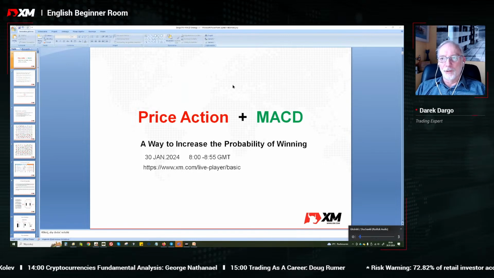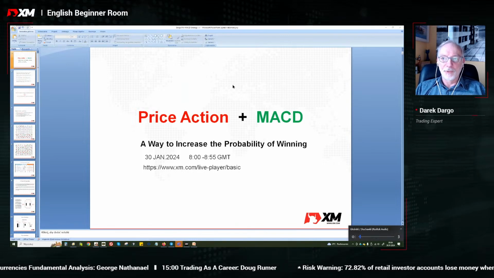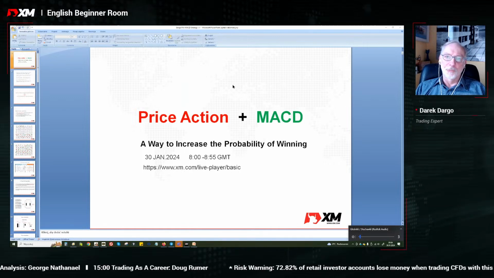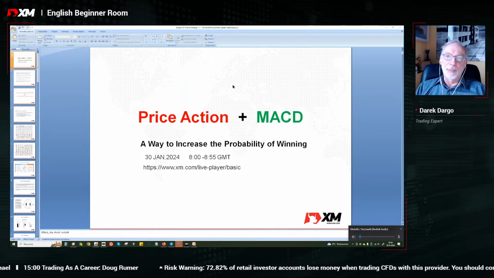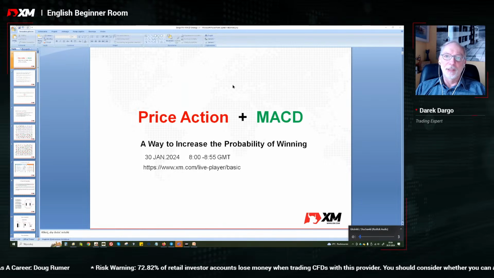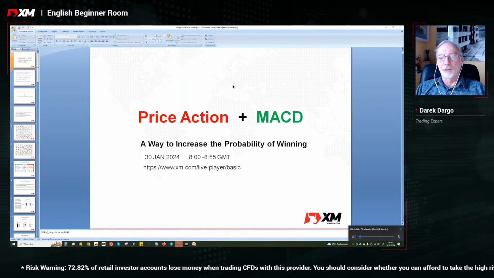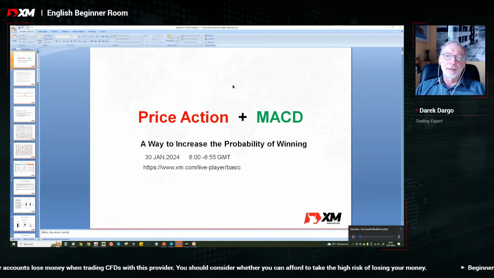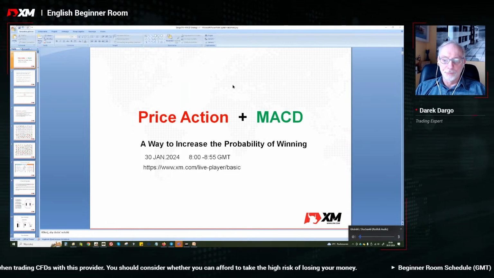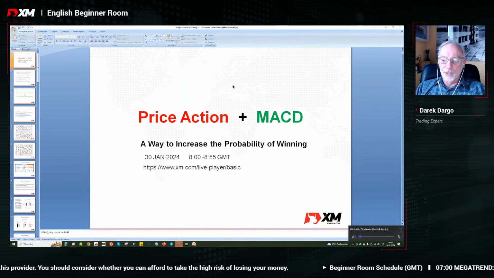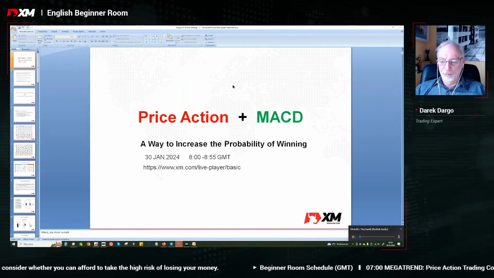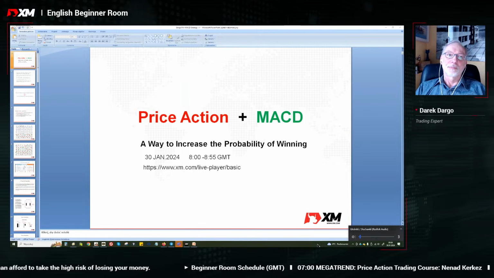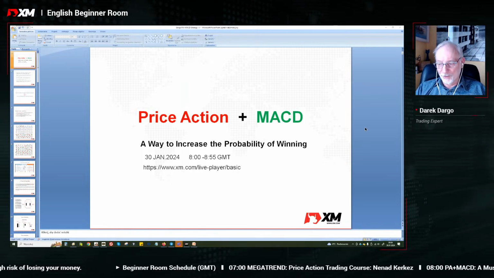I call it a three-step strategy. First we search for a pattern, a candlestick pattern, then we wait for the market to break out from that pattern, and at the end we try to filter it. We try to check if this setup makes sense.